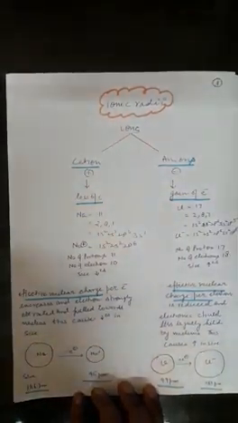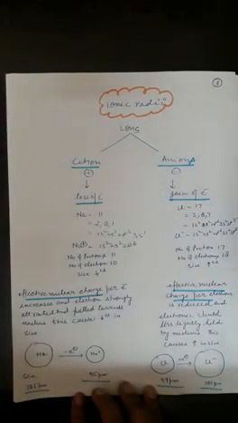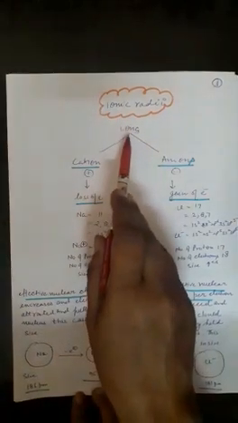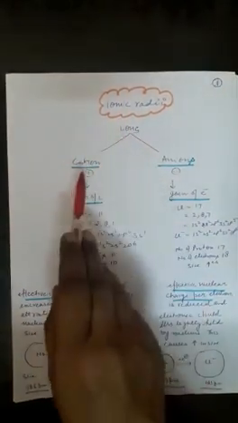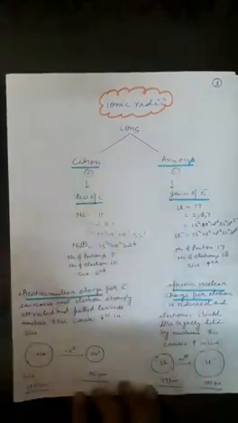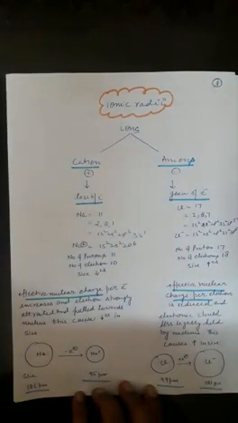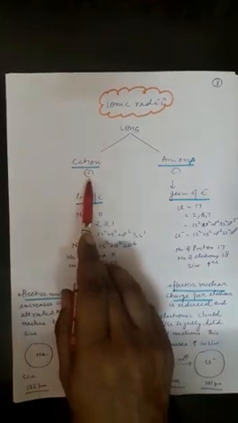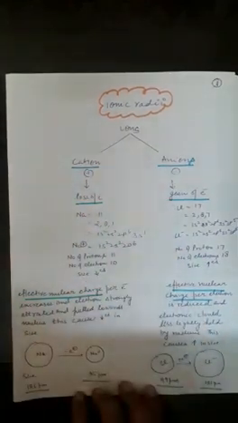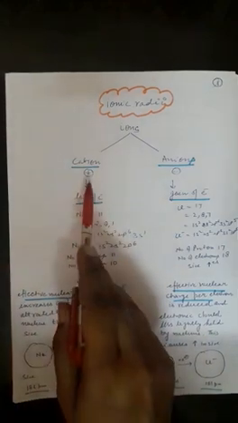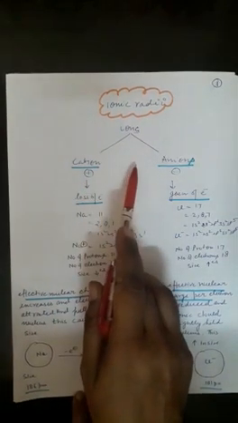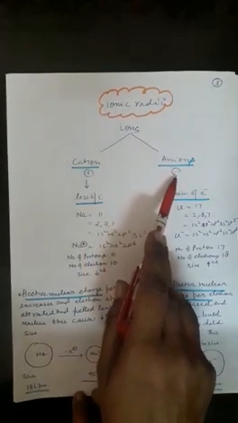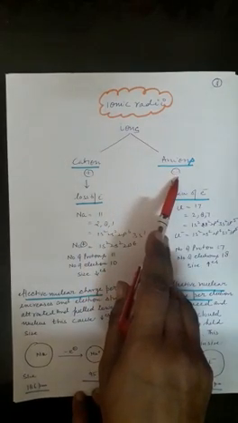Students, today we are going to discuss ionic radii. First of all, we are going to discuss what we mean by ions. We have two types of ions, cations and anions. Ions are formed by losing or gaining electrons. If any atom loses electrons, cations are formed, and if any atom gains electrons, anions are formed.